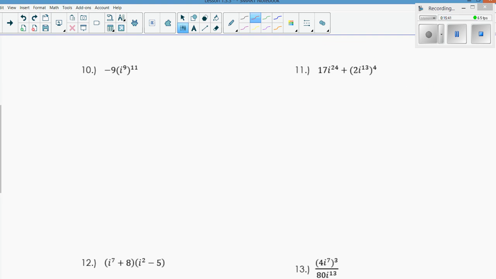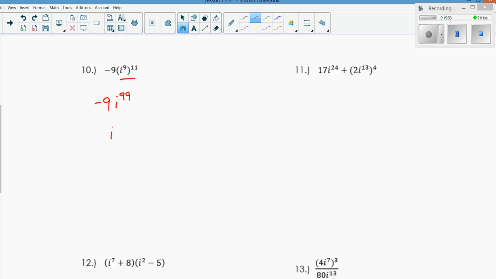Alright, next one. Before I can do any of the multiplication, I have to deal with the exponent here. So this is negative 9. 9 times 11 is 99. So this looks pretty similar to one of the beginning problems that we did.